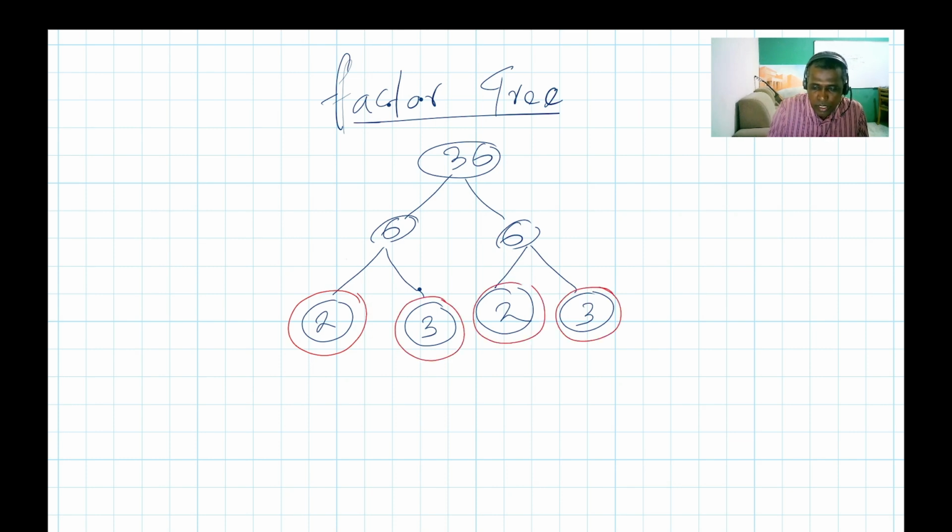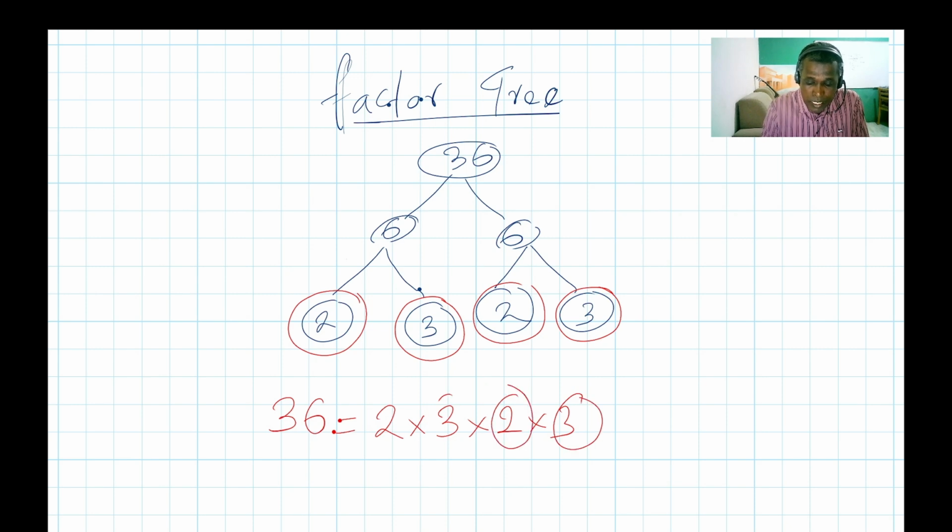If I turn this to the other side, it is just like a tree. That is why it is called a factor tree. That means I am making 36. What are the numbers I am ending with? It is ending with 2 and 3 and 2 and 3. All these numbers are prime numbers.